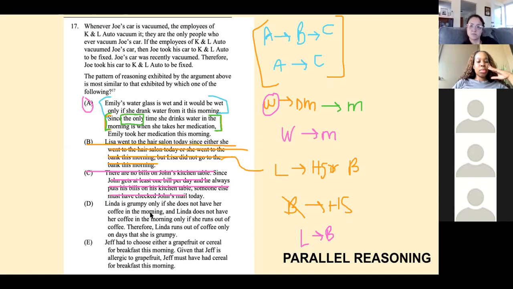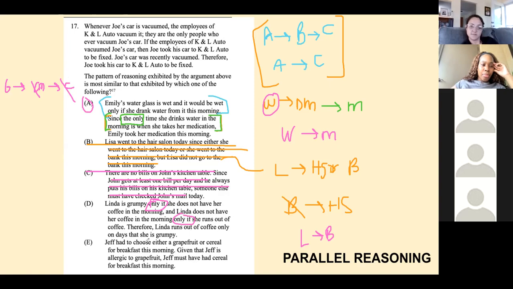D says Linda is grumpy only if she does not have her coffee in the morning. Only if introduces a necessary condition. So if Linda is grumpy, that means she does not have her coffee. And Linda does not have her coffee in the morning only if she runs out of coffee. So I'm going to change this to coffee, morning. And she only doesn't have it when she runs out of coffee. Therefore, Linda runs out of coffee only on days that she is grumpy.